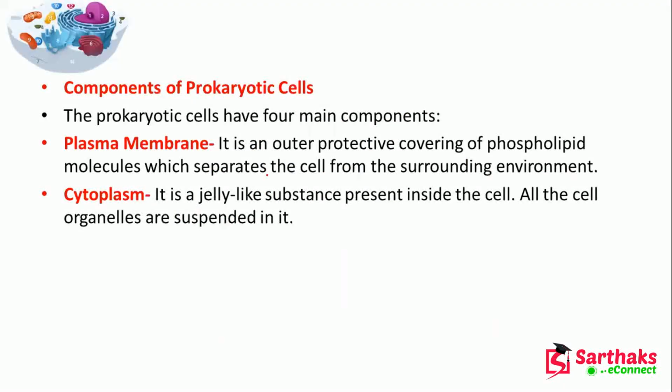Now the components of the prokaryotic cell. Just now we have seen the plasma membrane. It is an outer protective covering of phospholipid molecules, and it separates the cell from the surrounding environment. Next is the cytoplasm. It is a jelly-like substance present inside the cell. All the cell organelles are suspended in it.